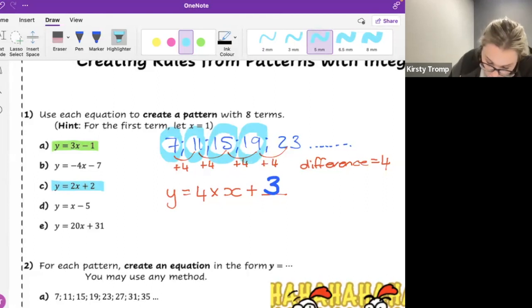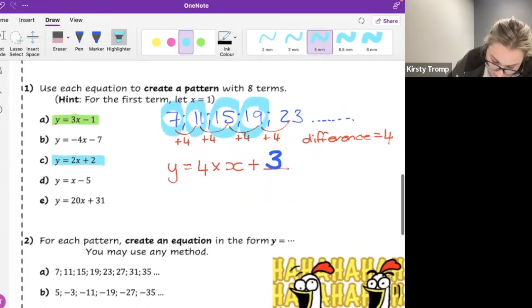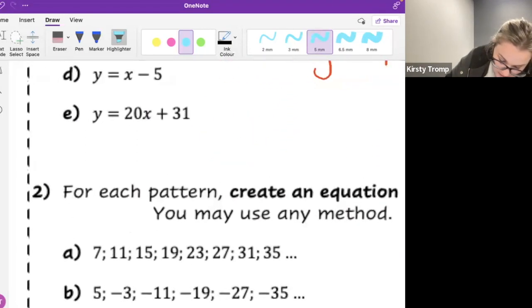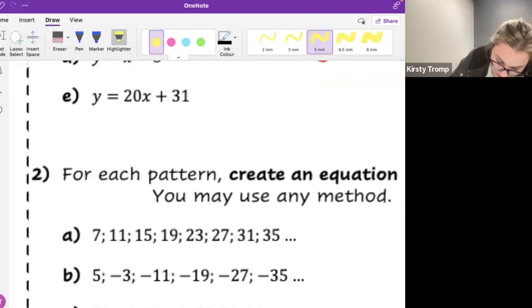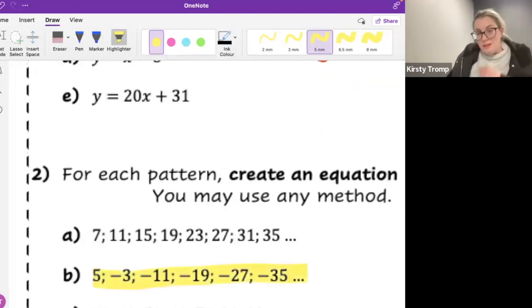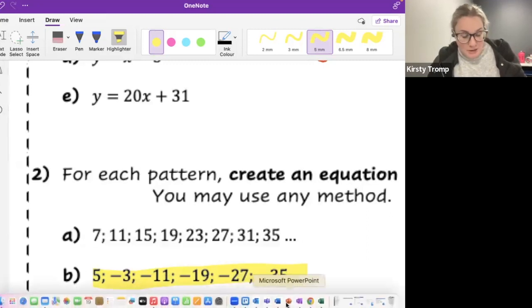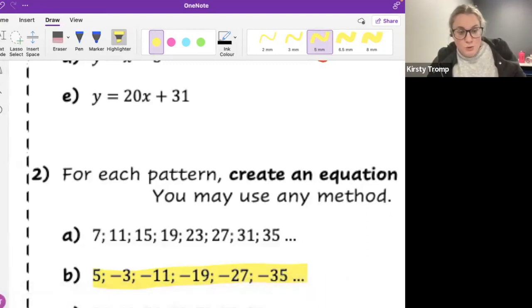All right, I want you guys to try B for me now. So there is the pattern for B. I'm making it nice and big. Use whatever method you want. You can use a method that you learned in school, or a method that we've done here in class. Whichever method you want to try, give B a try for me now. You're going to find a rule, which is y is equal to, okay?